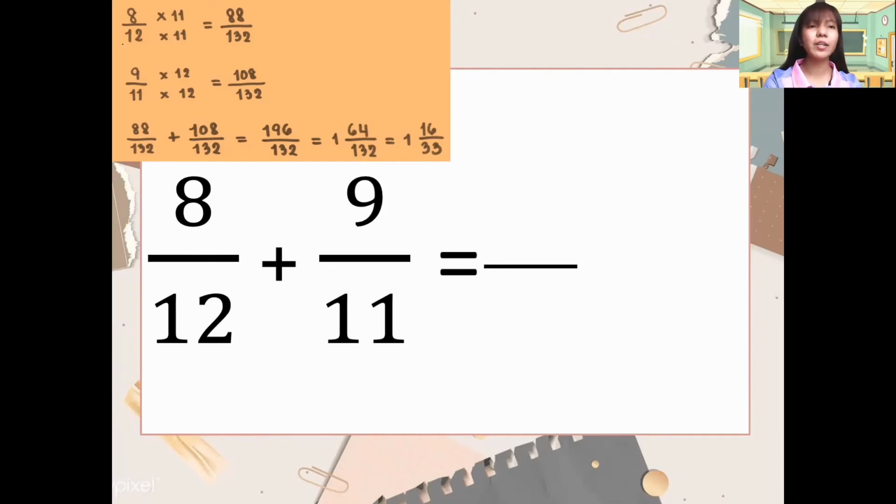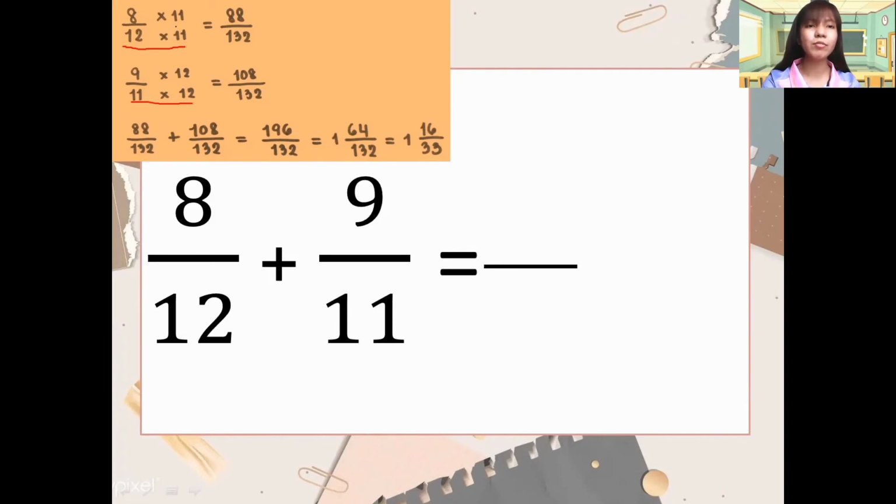Okay, so here we need to multiply by 11. So of course you will do the same to the numerator, right? Whatever number you multiply to the denominator, you're going to multiply the same number to the numerator. Now here, so 8 times 11, 88. 12 times 11, 132. Here, 9 times 12, 108. 11 times 12, 132.